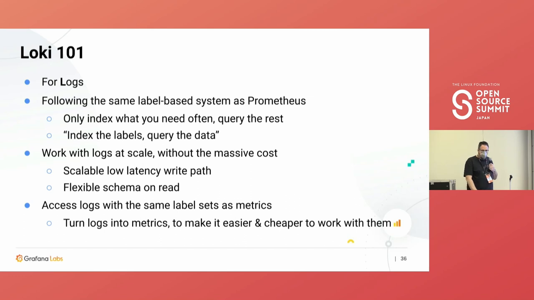So what Loki does is similar to what Prometheus does. It only indexes the labels, those key value pairs which we saw, and everything else is an opaque blob. You can put whatever in. I know someone who puts photos in there because he wants to. It works at really high scale without all this massive cost which you have with more traditional systems. I won't name them.